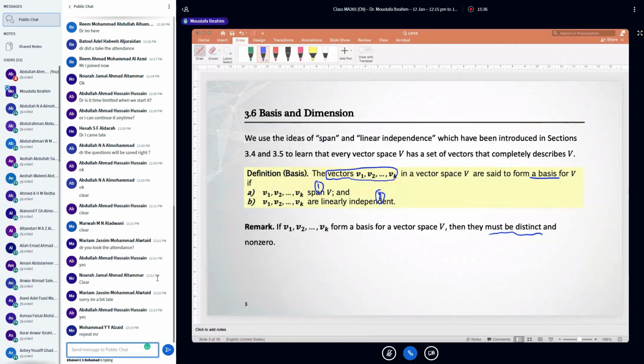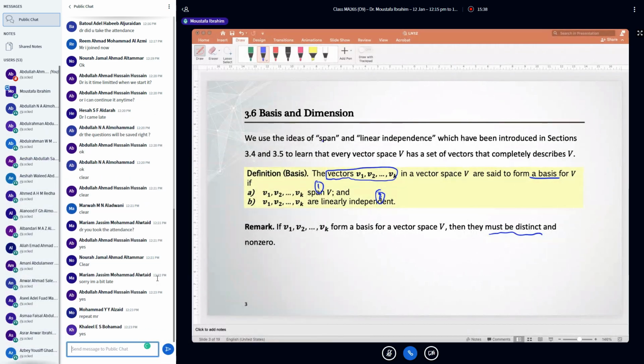Please don't miss it. It's always like this. If you have the zero vector, it means you have linear dependence. Or if you have two similar vectors, also it's linearly dependent.